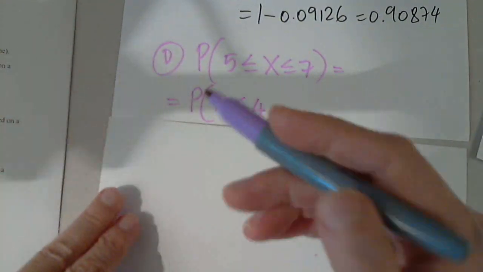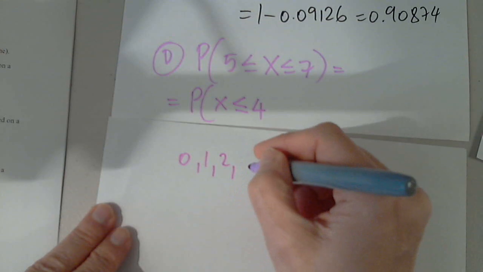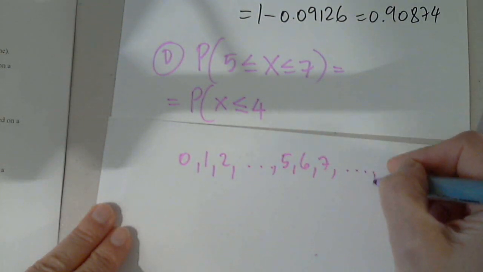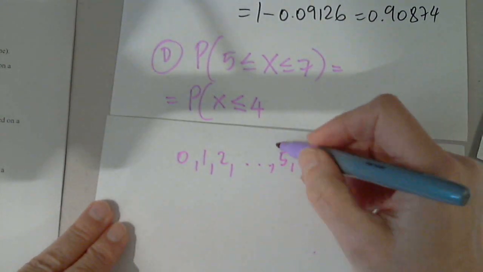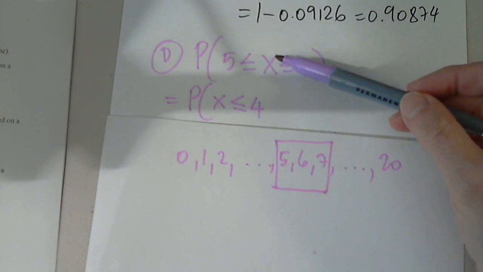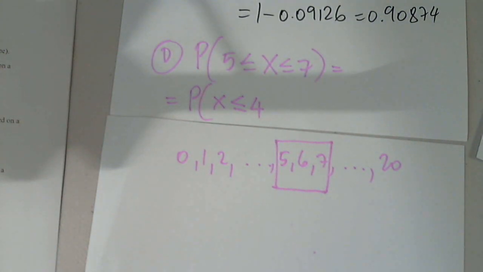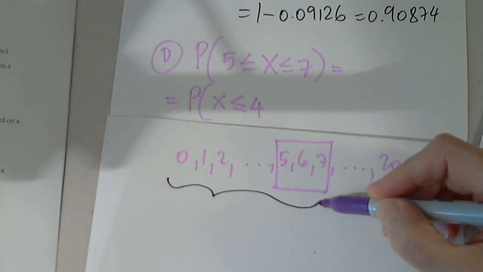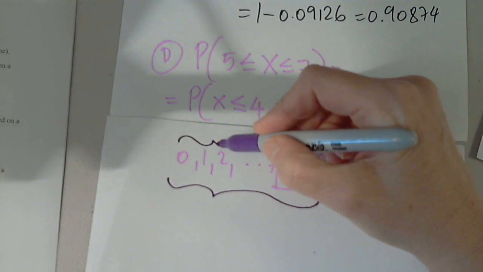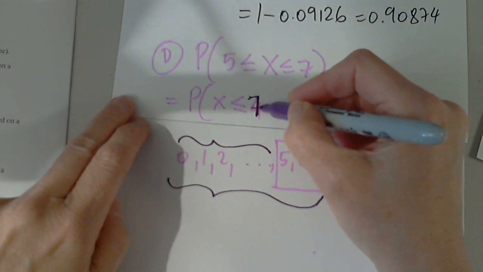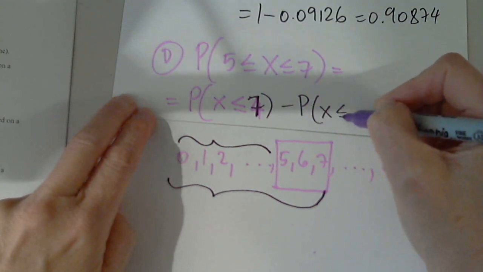So we have 0, 1, 2, dot, dot, dot. I'm going to put 5, 6, 7, dot, dot, dot, 20. So we are only interested in this piece, the probability for 5, 6, or 7. In order to determine the probability for 5, 6, and 7, I will calculate the probability for 7 and subtract the probability for 4. So 7 here, minus the probability for x less than or equal to 4.